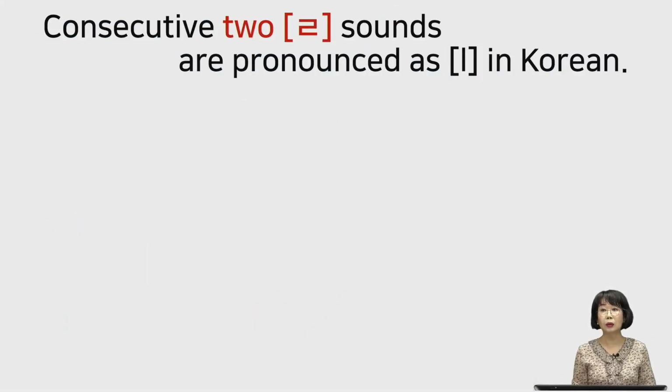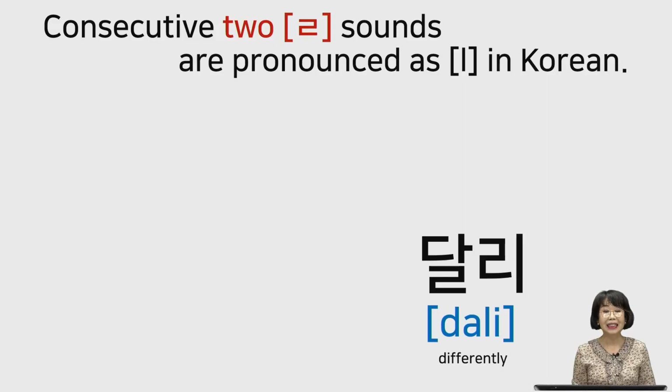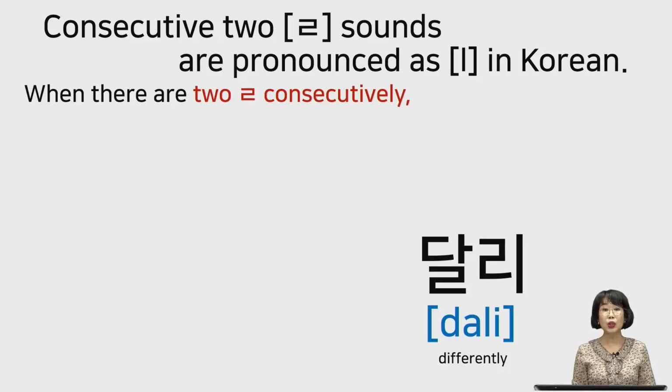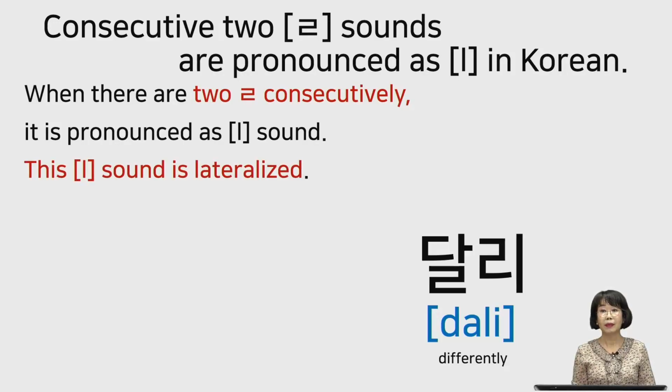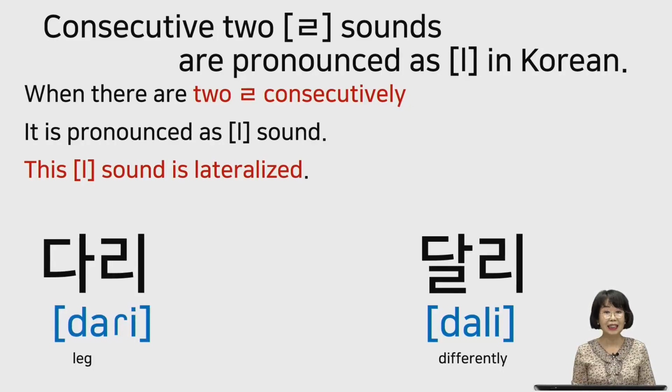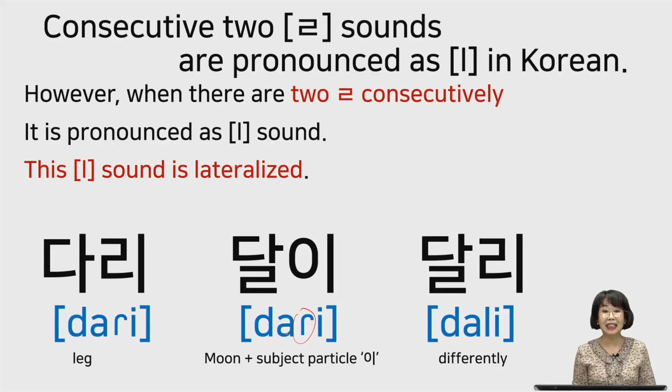Two consecutive ㄹ sounds are pronounced as an L sound in Korean. 달리, 달리. There are two consecutive ㄹ sounds. When there are two ㄹ consecutively, it is pronounced as an L sound. This L sound is lateralized. 다리, a flap sound. 달리, a lateralized sound.